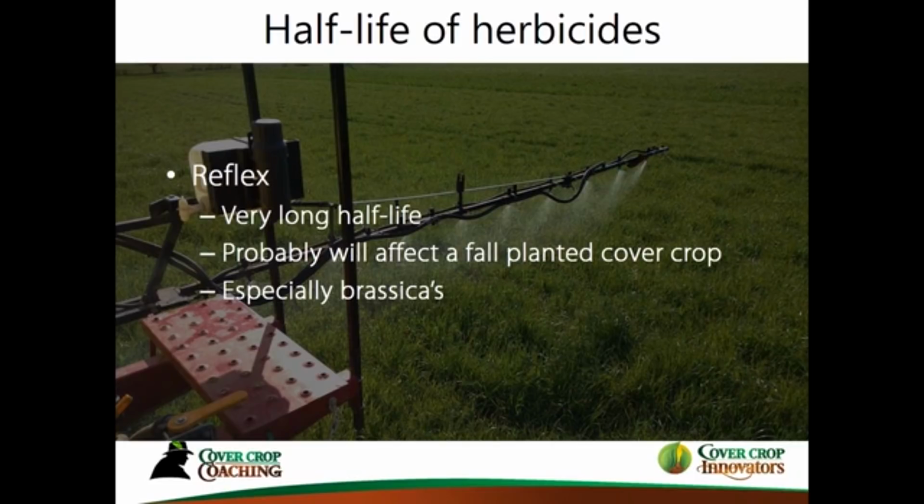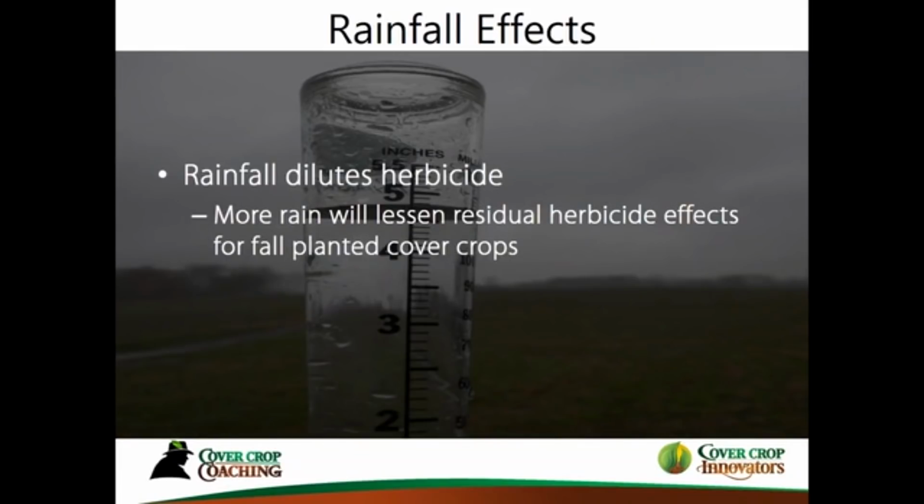So understanding the half-life of herbicides is, again, foundational to being able to understand how it's going to work in the context of our cover cropping program. The other thing is the effect of rainfall, and every season, of course, is different. And rainfall, and I'm just putting this in farmer terms here, pretty much dilutes the herbicide. And of course, more rain will lessen residual effects of that herbicide for fall planted cover crops. Now, I want to be quick to say, and I'm going to be very adamant about this, that the half-life of a herbicide is still the dominant factor. So you have to keep that in mind here.